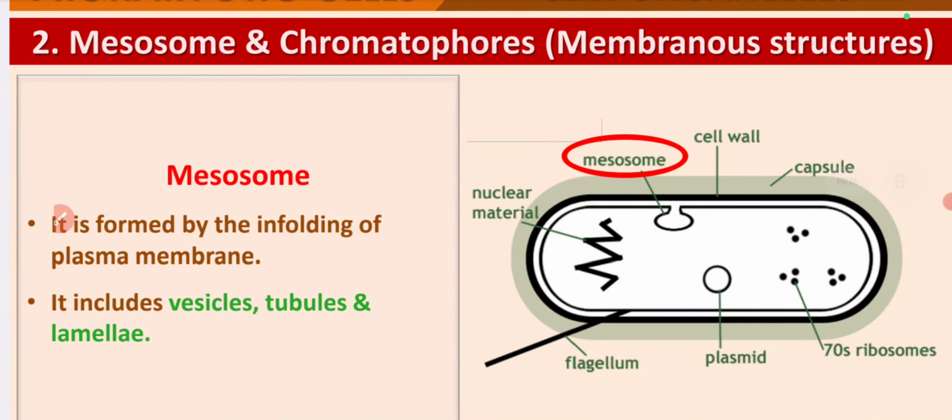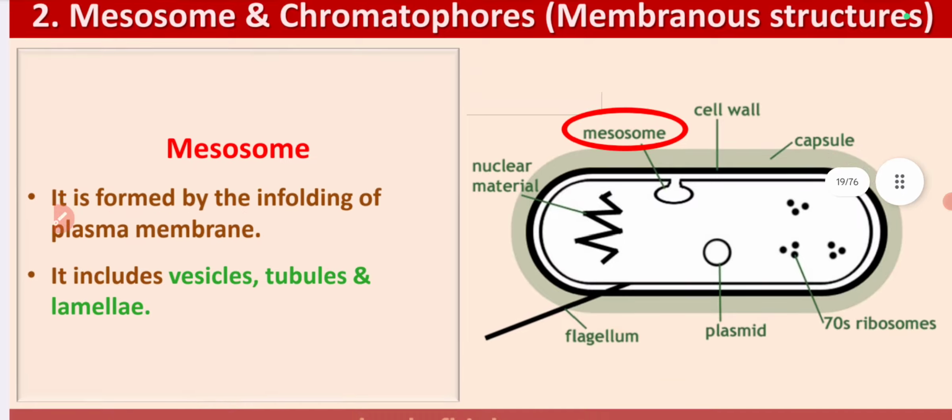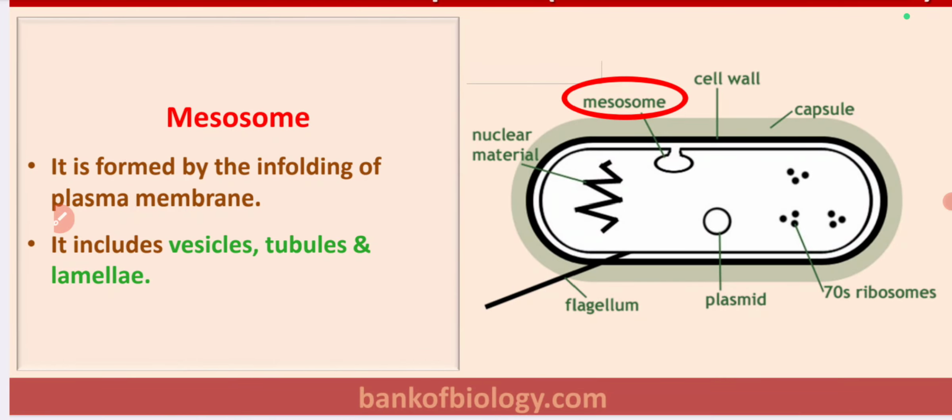Mesosomes and chromatophores. These are membranous structures. Mesosomes, as you can see in the diagram, are formed by the infolding of the plasma membrane. As you can see labeled here, mesosome. It includes vesicles, tubules and lamellae.